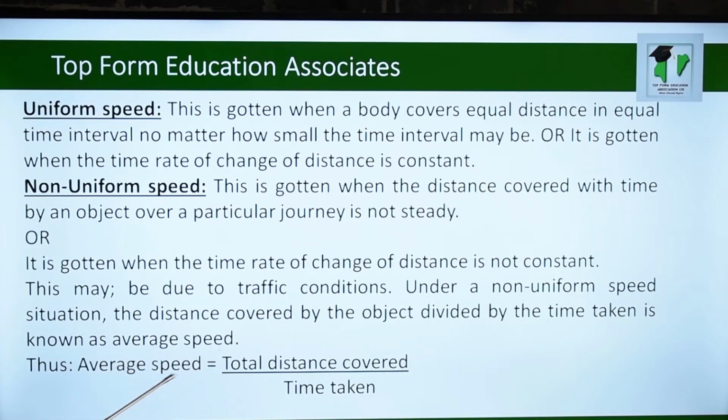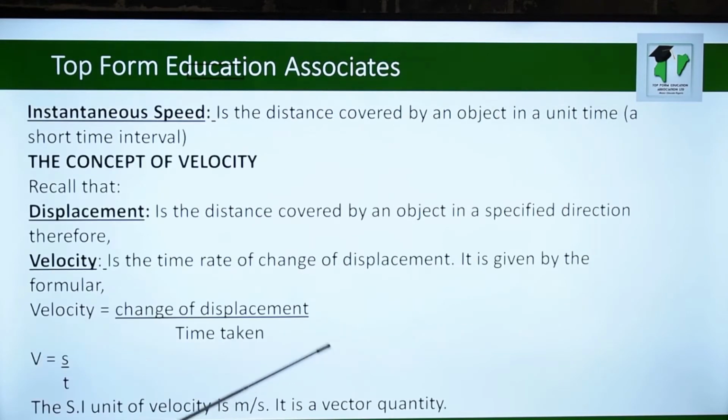Speed. So in this non-uniform speed, we'll now discuss what is called average speed. In that one, you have total distance covered divided by the time taken, because here we find out that the time taken is not the same because of traffic conditions. So we'll now find this with average speed equal to total distance covered divided by the time taken.